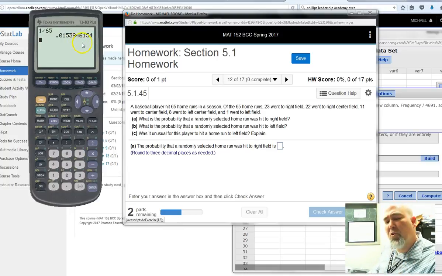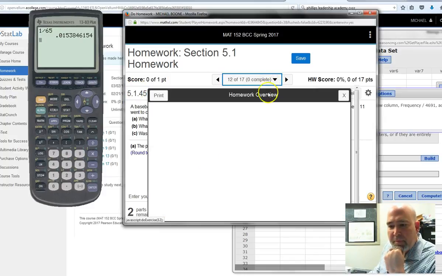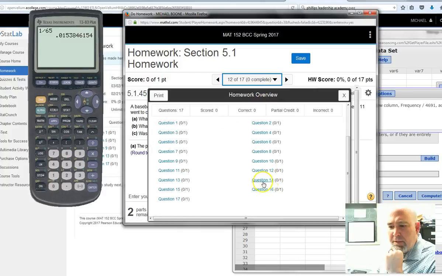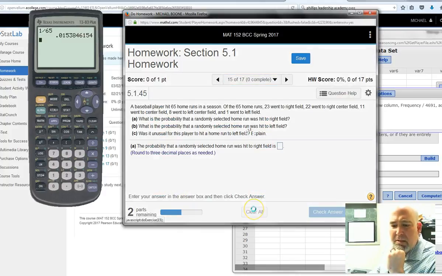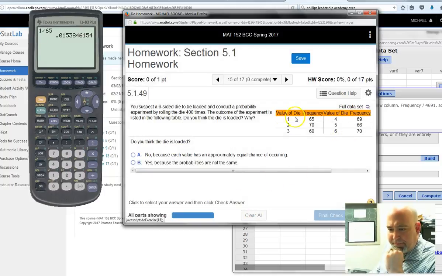My unusual may be different than your unusual. So in the stats world, we kind of talk about 5%, 0.05 being our point of unusualness. And then looking at number 15 in the text, or in the homework, it talks about, and again, this is just a thought-provoking question. So, do you think that the die is loaded? So I got 65 for 1, so I rolled it 400 times, and these numbers aren't the same. But do you think it's going to be the same?